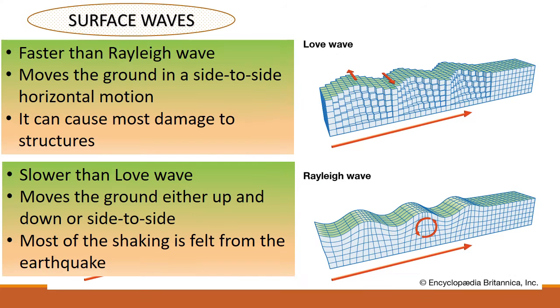So, let's continue. Surface waves. Specifically, Love wave. So, from the word love, it is faster than the Rayleigh wave. Parang tibok ng puso. Ang bilis, di ba? Moves the ground in a side-to-side horizontal motion. It can cause the most damage to structures. Talagang tulad ng pag-ibig. Kaya nga tinawag siyang love wave.